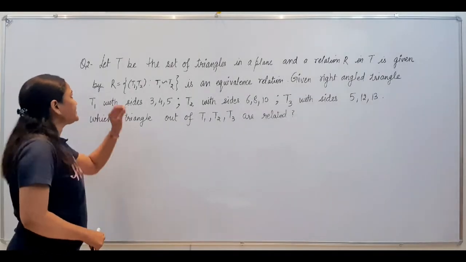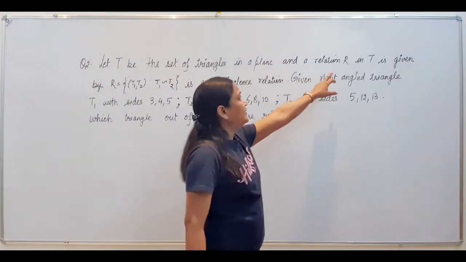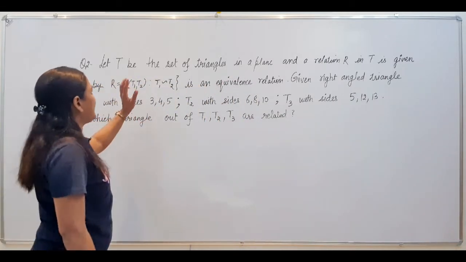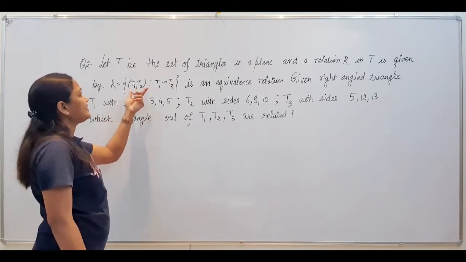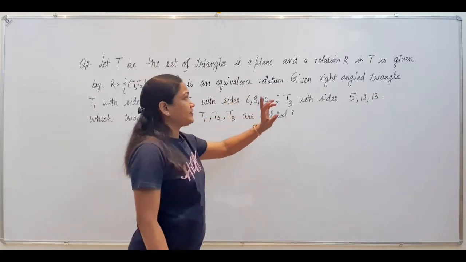Your second question is, let T be the set of triangles in a plane and a relation R on T is given by: two triangles are related if they are similar, and you are given that this is an equivalence relation.